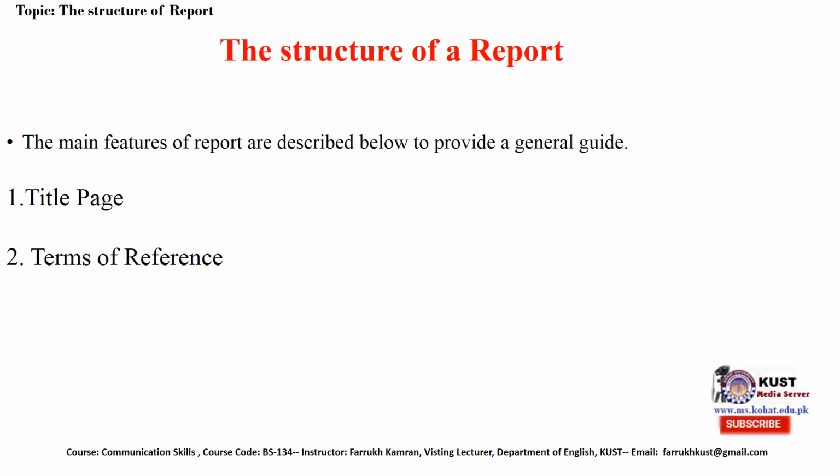The second important element of report writing is terms of reference. Under this heading, you could include a brief explanation of who will read the report, meaning the audience, why it was written, meaning the purpose, and how it was written, meaning the methods. It may be in the form of a subtitle or a single paragraph.